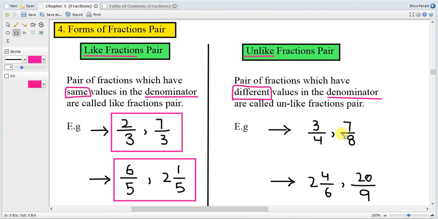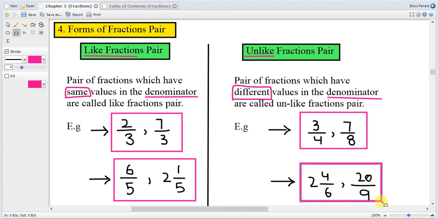So now see, this is 3 over 4, this is 7 over 8. Pay attention to the denominator value. This is 4, this is 8. They are different. So both of these two fractions are unlike fractions. Similarly, 2 whole 4 upon 6 and 20 over 9. Different denominators, 6 and 9. So both of these two fractions are unlike fractions, right?